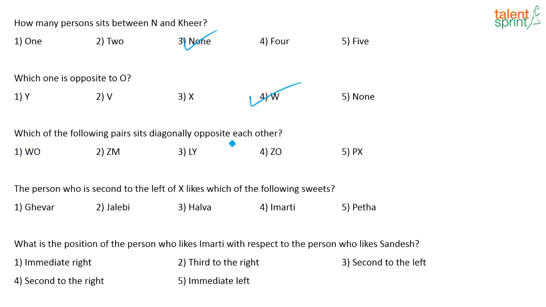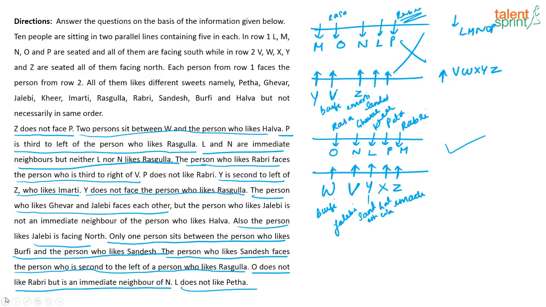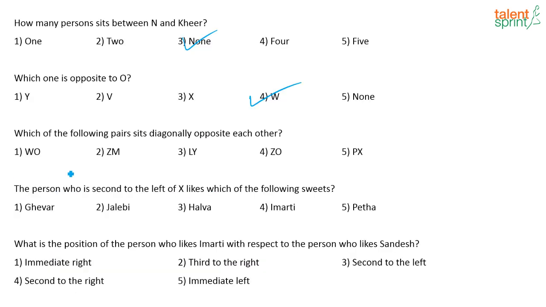Which of the following pairs sit diagonally opposite to each other? So who are the ones sitting diagonally opposite? W, M and O, Z. Which is the option given? W, O, Z, right? Z, O. W, M, not W, O.